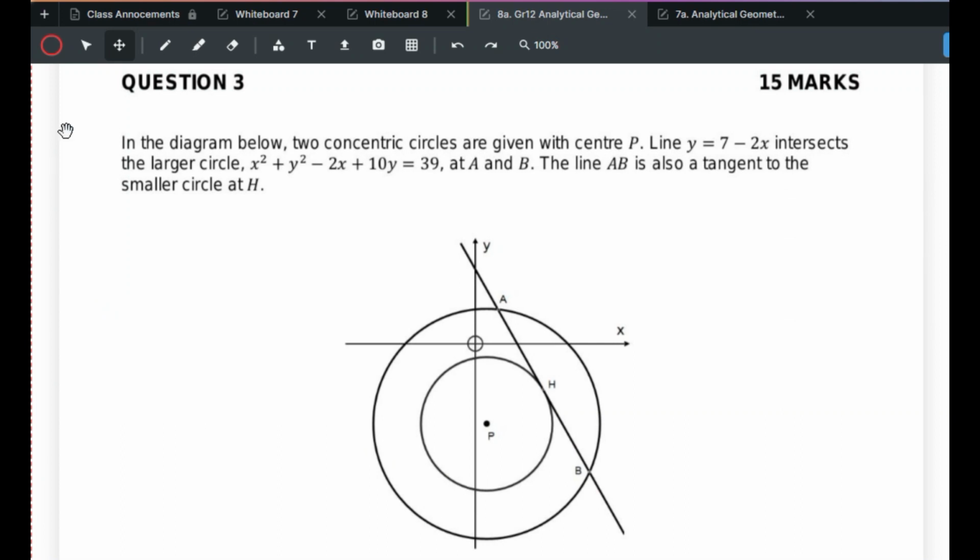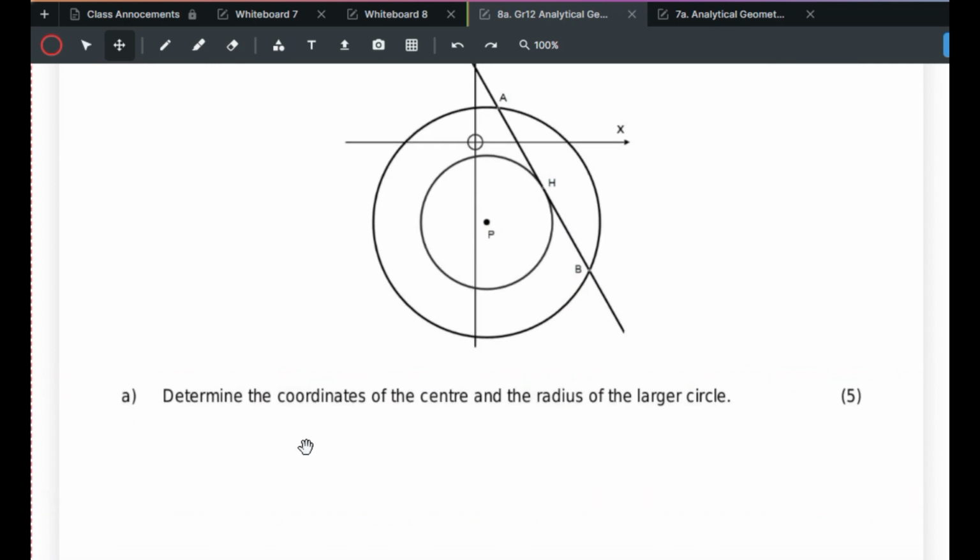So this question says, in the diagram below, you have two concentric circles with a center P. The line y is equal to 7 minus 2x intersects the larger circle x squared plus y squared minus 2x plus 10y equals 39 at A and B. Line AB is also a tangent to the small circle at H. And they ask you to determine the coordinates of the center and the radius of the larger circle.